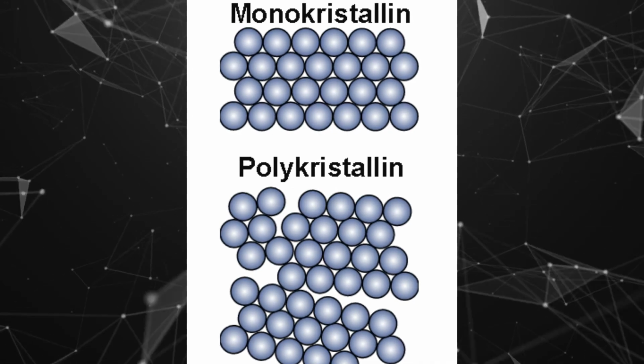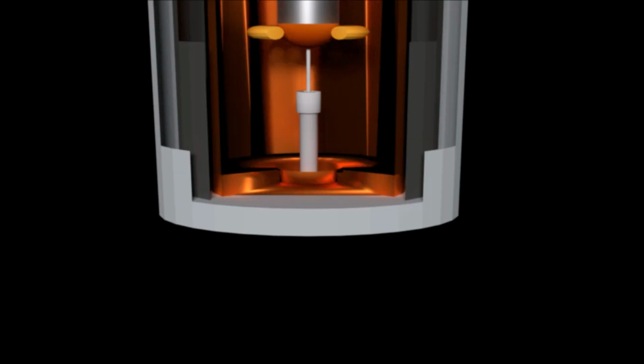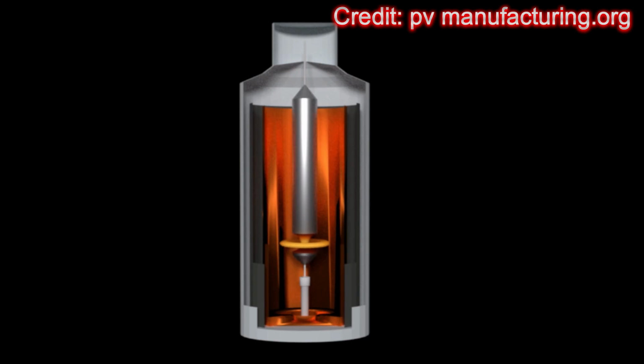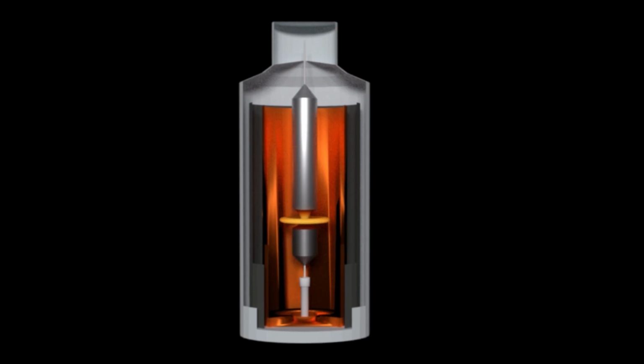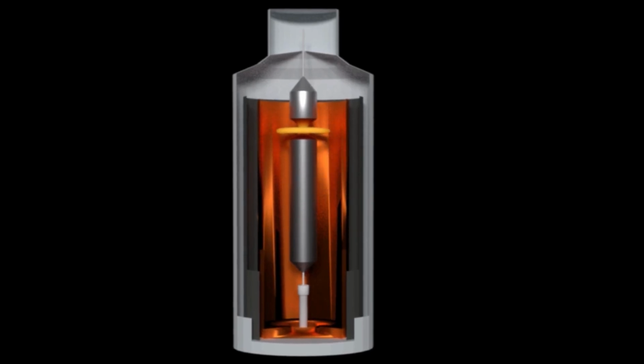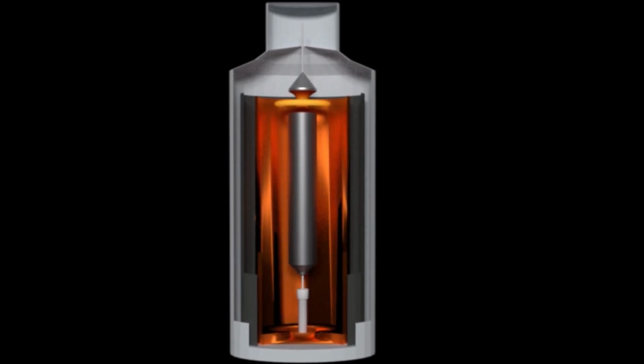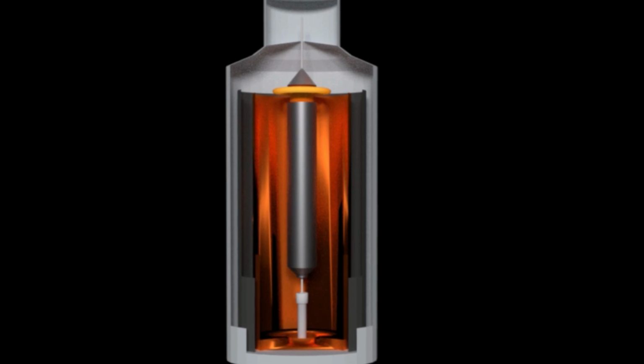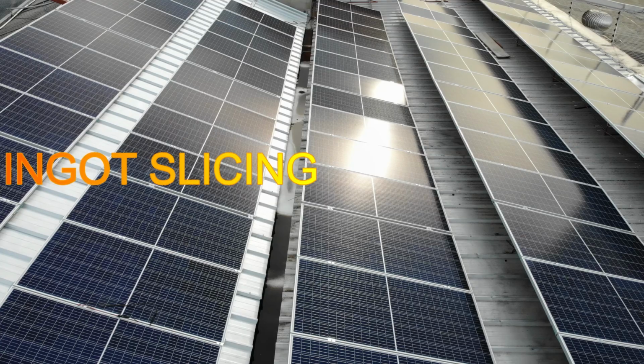At this point, the silicon is no longer simply a purified material. It has become a perfectly engineered semiconductor crystal designed atom by atom to control the movement of electrons. And only now can the giant crystal be transformed into thin wafers that will eventually become solar cells.